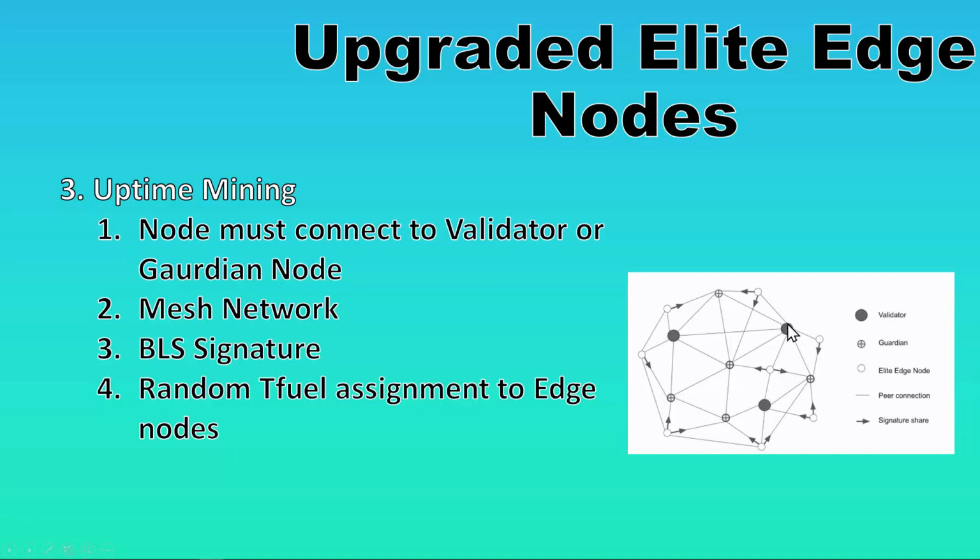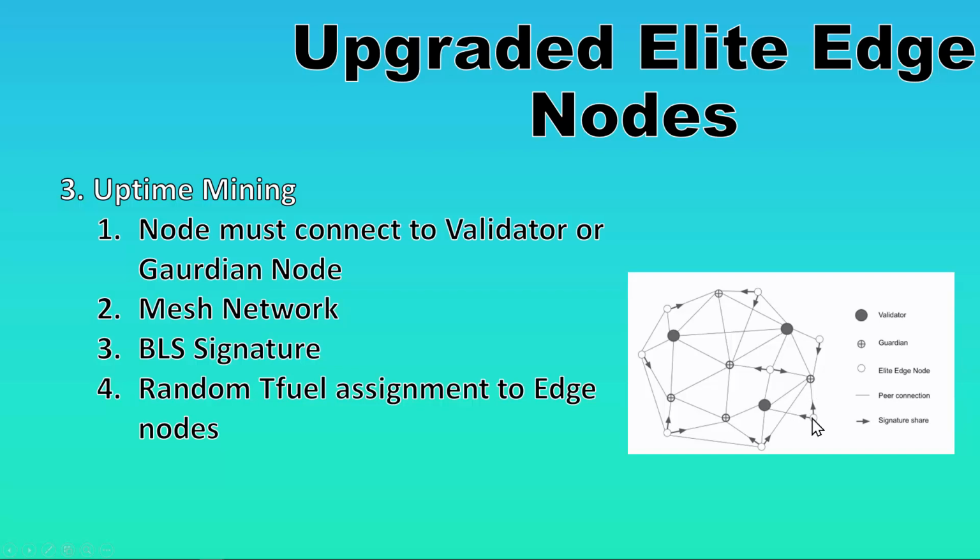Each of those validators is then sending out signals to the guardians. You can see that the guardians are connected to each of these edge nodes. So the edge node will actually transmit this BLS signature back to the guardian node.